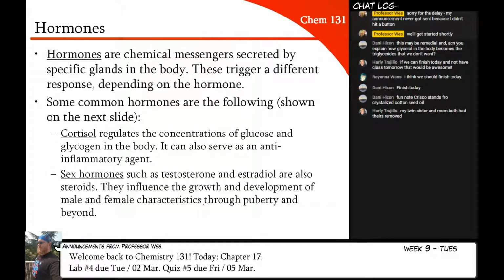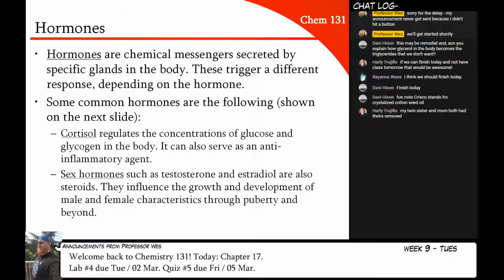I'm going to go back to the previous slide, just because these have descriptions of what these molecules are. The first one's cortisol. Cortisol is an anti-inflammatory agent. You might have heard of specific creams called cortisone 10 or things like that. Those creams are for things like itching or rashes, because they are anti-inflammatory. Cortisol also regulates how much blood sugar, like glucose and glycogen, is available.